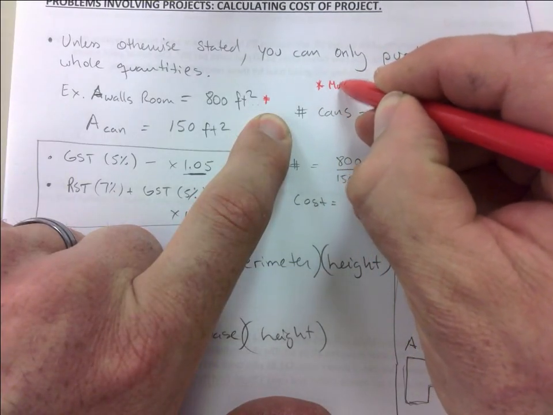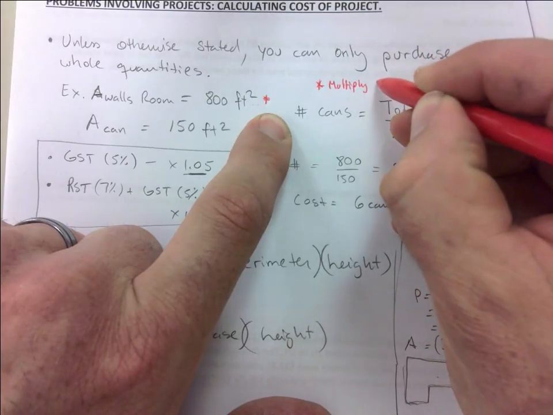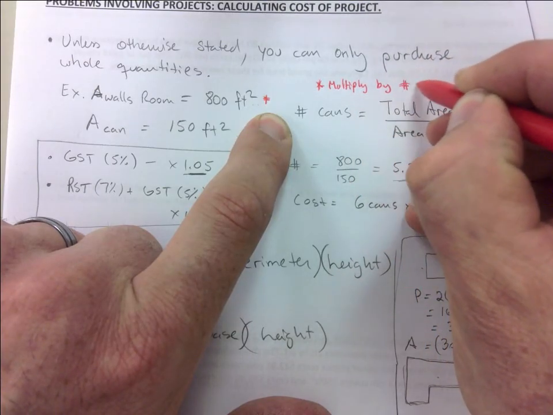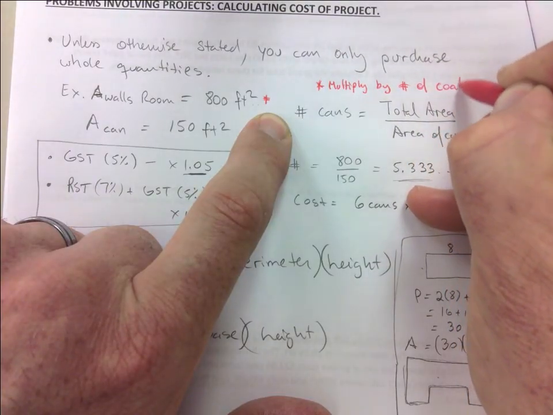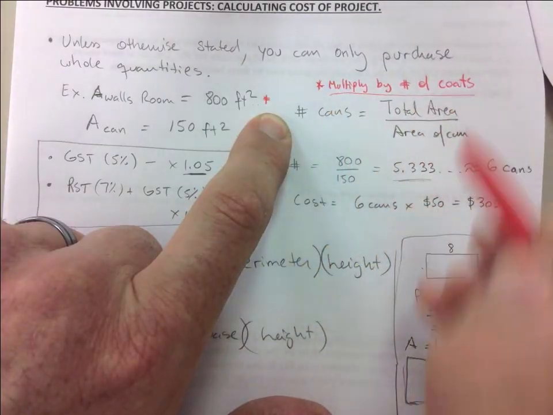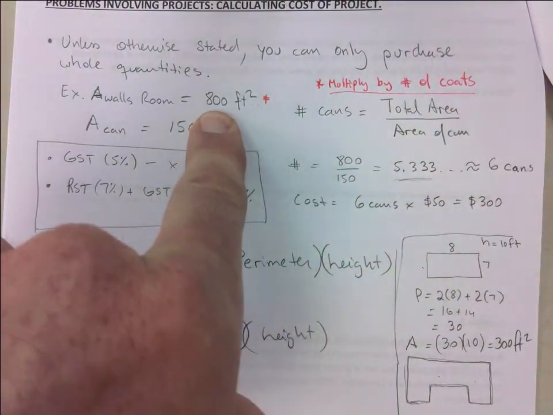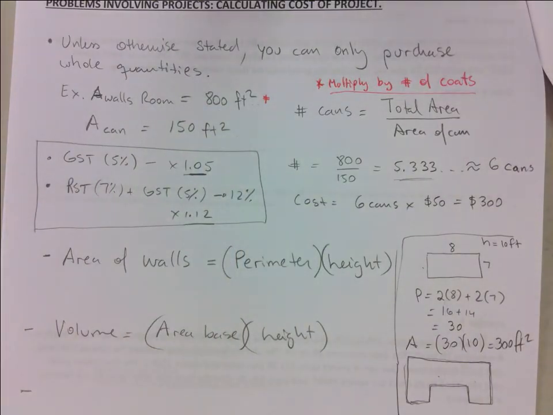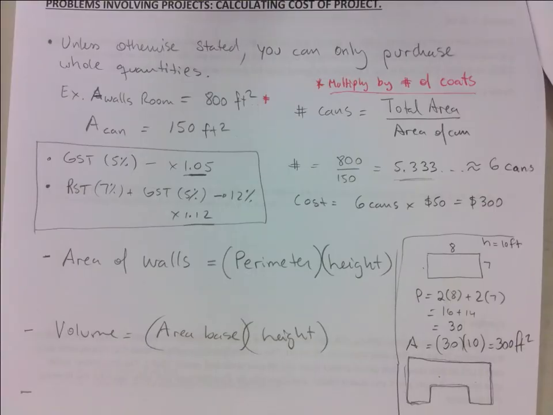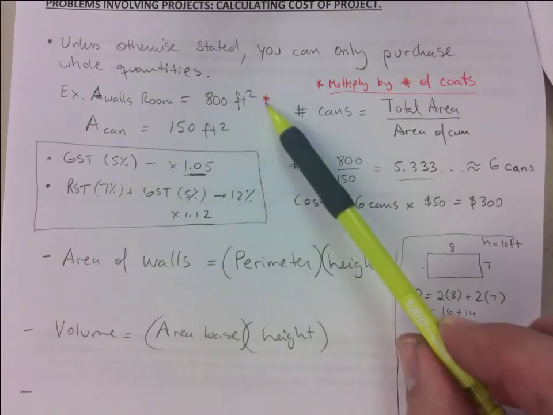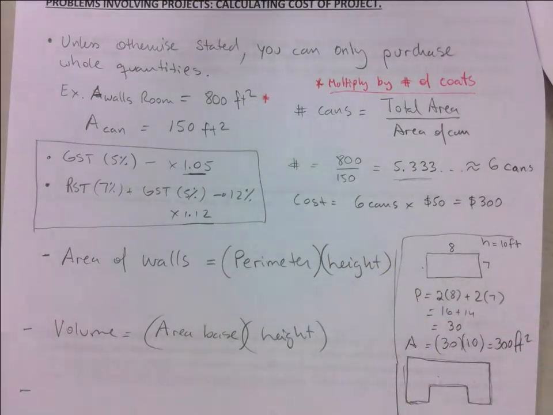Multiply by number of coats. If you're ever painting, you want to do that right here. So if it's just one coat, if it doesn't mention 2 coats, then forget about it. It's just times 1, right? 800 times 1, it's 800. But if it wanted multiple coats, you need to make sure you do that right here. Okay. All right. Let's put this to the test, okay?